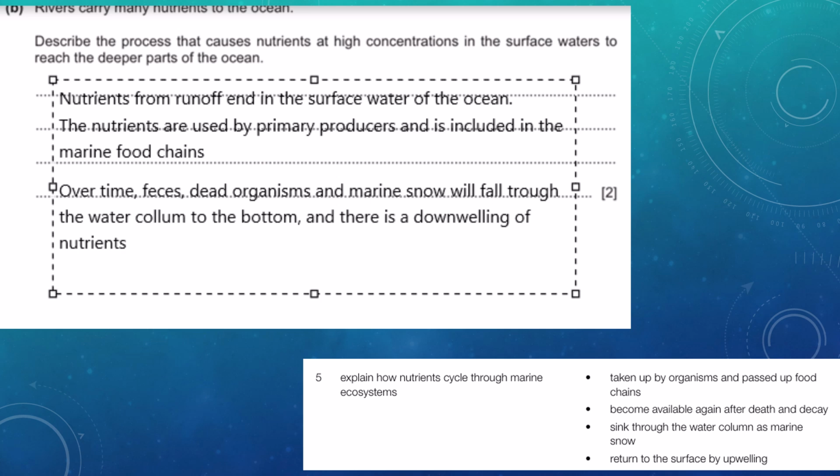Nutrients from runoff end in the surface water of the ocean. The nutrients are used by primary producers and are included in the marine food chains. Over time, feces, dead organisms, and marine snow will fall through the water column to the bottom, and there is hence a downwelling of nutrients.